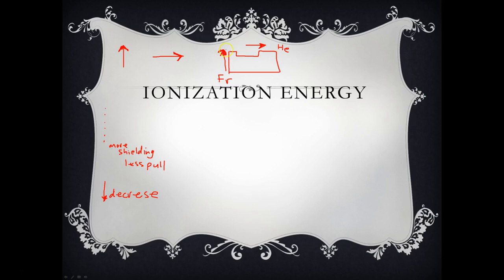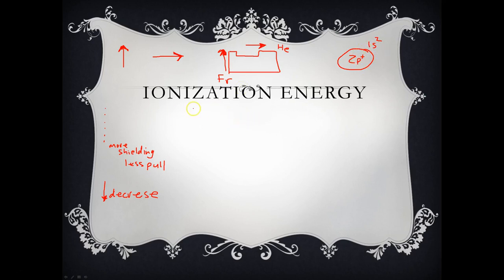So if it increases up because you have more pull, it's going to hold on to them more tightly. Also, as you go up, the atoms get smaller. Helium is a tiny atom. Helium has 2 protons in it, and it's got one shell there, the 1s, and it's got 2 electrons in there. It's a tiny little atom, and it's going to hold those electrons very tightly.